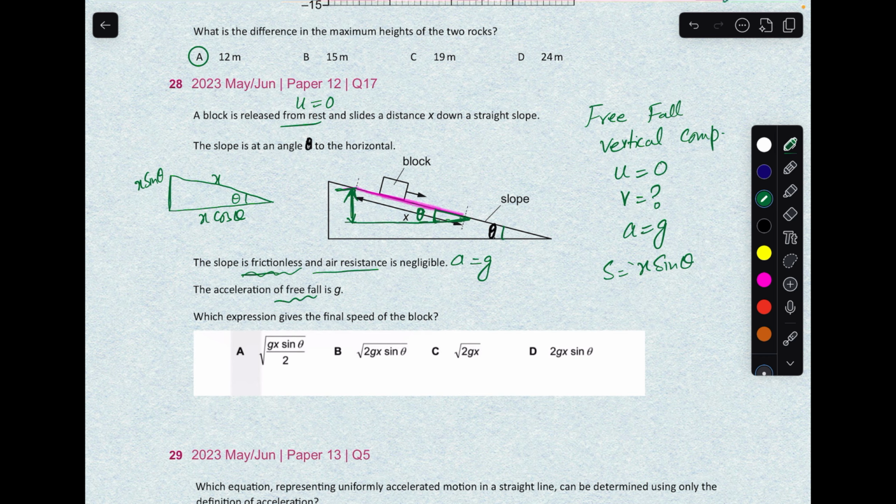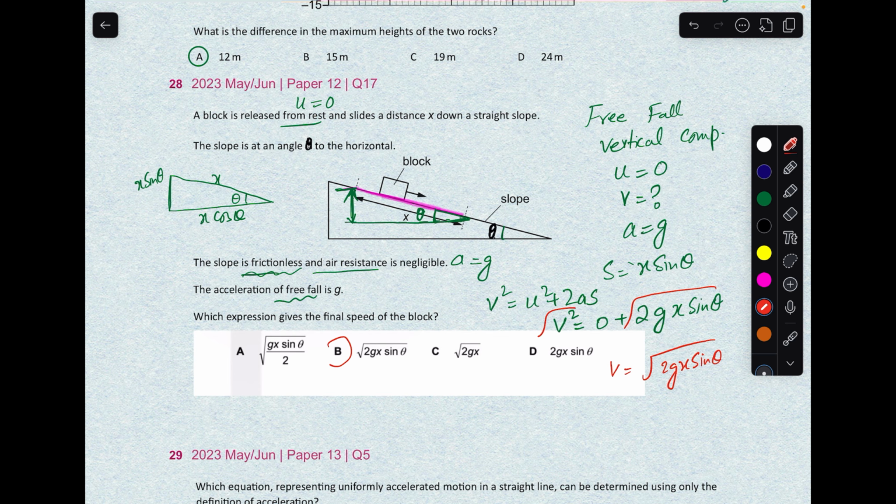We can apply v squared equals u squared plus 2as. We have to choose the equation in which time is not included. So final velocity you have to find, initial is 0, plus 2 into g into s, s is x into sine theta. You have to take the square root to cancel this square. It will give you v equals under root 2gx sine theta. It's option B.